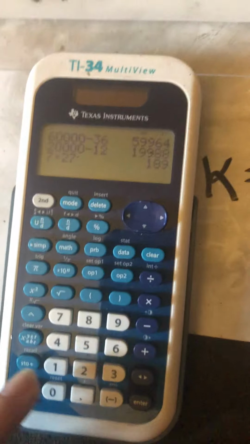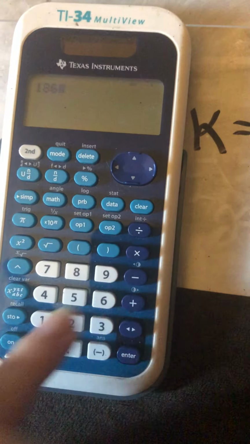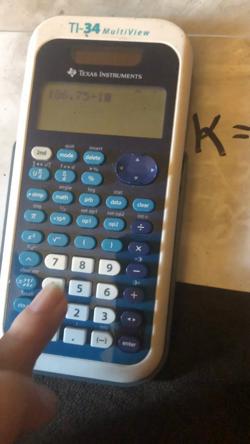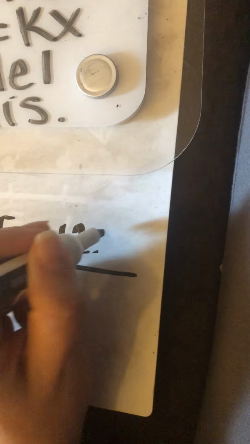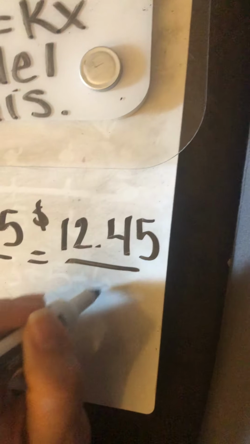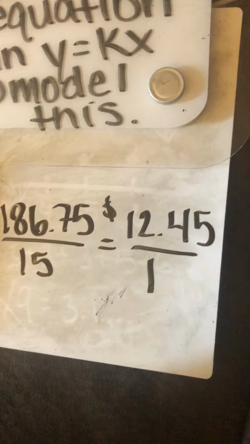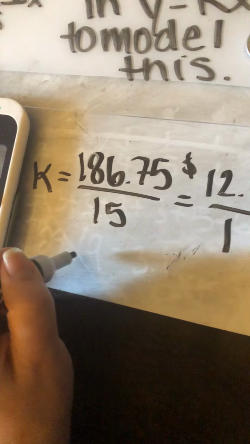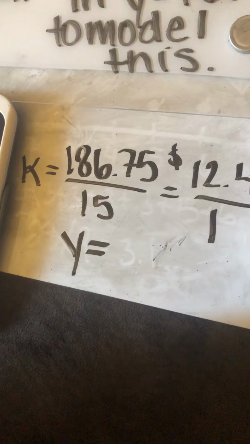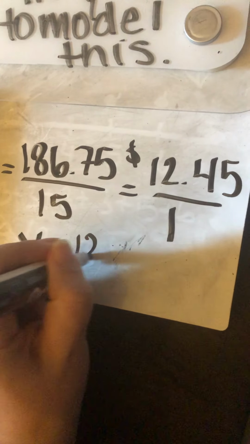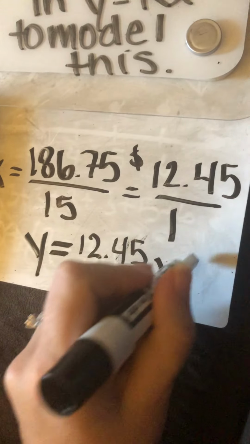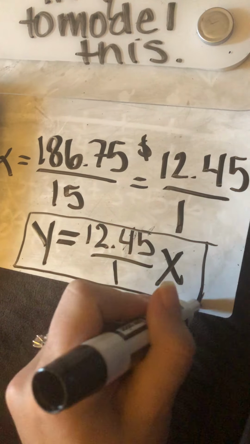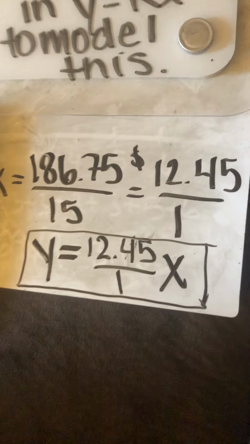We have, let me clear my screen, 186.75 divided by 15. Okay, and we're going to get 12.45. So it would cost us 12.45 for every 1 shirt. And now this is my constant I'm going to use in my equation. So my equation is always going to be y equals my constant and then the letter x, because the x always follows the constant. You need to make sure you put that x after your constant in every equation you write.